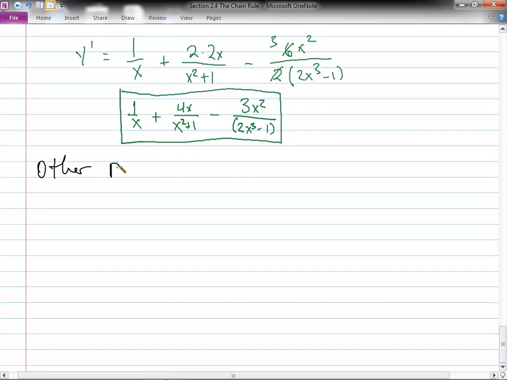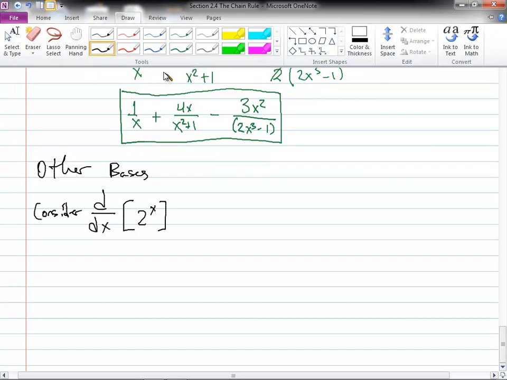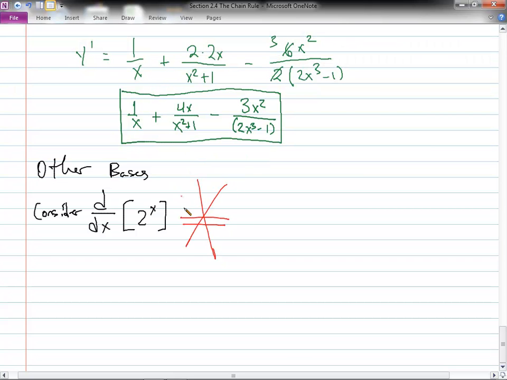Other bases, right? What is the derivative, consider, of, say, 2 to the x? And it is not x times 2 to the x minus 1. Right? If you were tempted to do that, let me just cut you off right now and say, no, it doesn't work that way. It's when you have a variable down here and the number up here that the power rule works. Okay? But this right here is wrong.